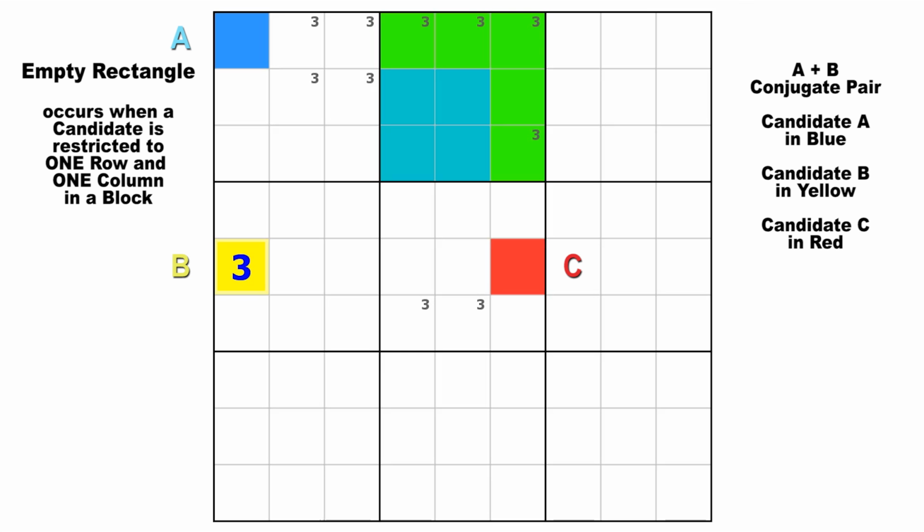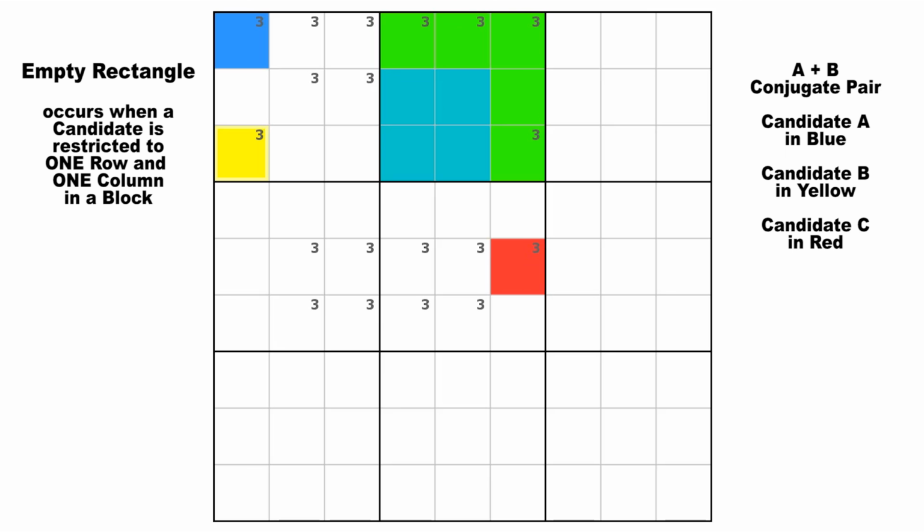But notice that this is only going to work if the blue 3 and the yellow 3 are in two different blocks. Because if this 3 was up here, then because that's a conjugate pair in column 1, the blue 3 and the yellow 3 become a set of locked candidates, which would allow you to eliminate those 4 other candidates in block 1, but it would have no effect on the empty rectangle or the candidate 3 in the red cell in row 5.